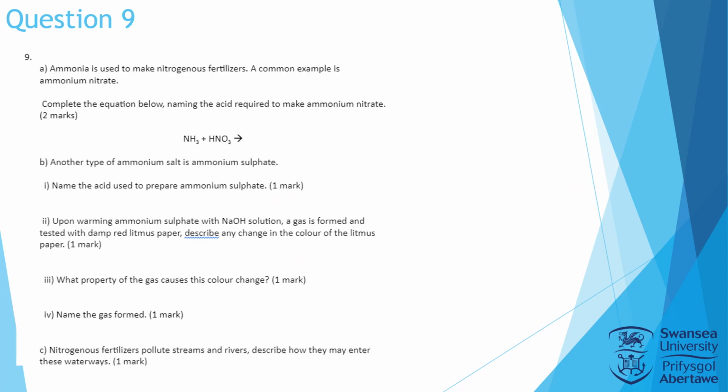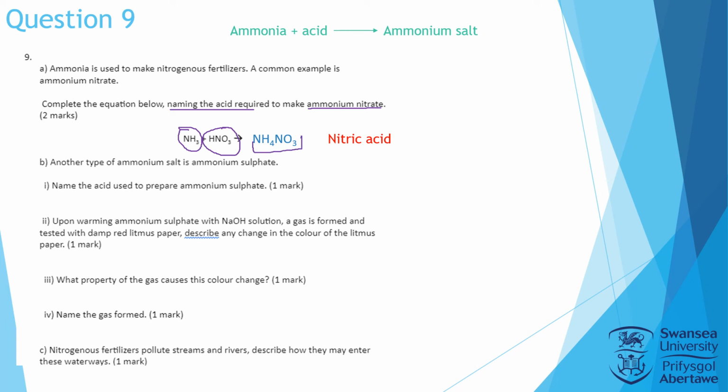This next question is about ammonia. The first question wants you to complete this equation and name the acid to make ammonium nitrate. So we've got ammonia here, we've got an acid here. This acid has nitrogen in it, so it's going to be nitric acid. And for this sort of question, there's a fourth equation you should remember. We've got ammonia plus acid gives an ammonium salt, which you can see down here. We've got the ammonia plus HNO3 gives this ammonium salt.